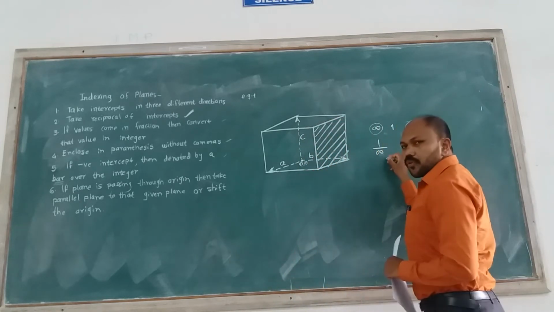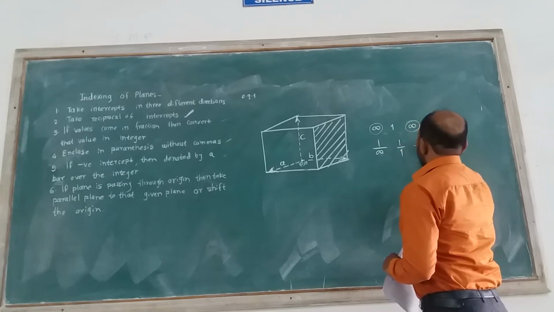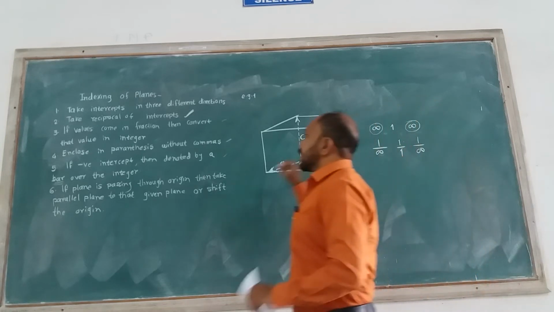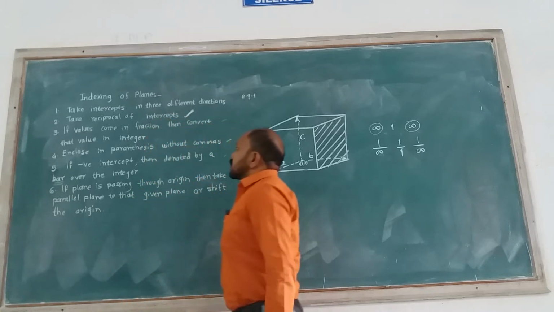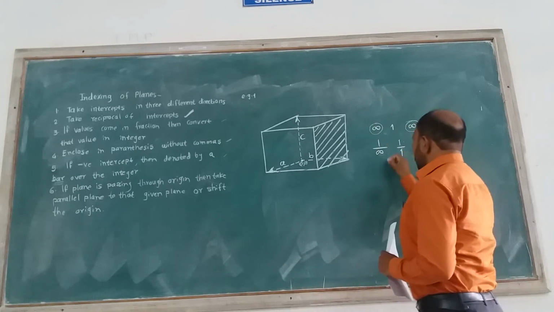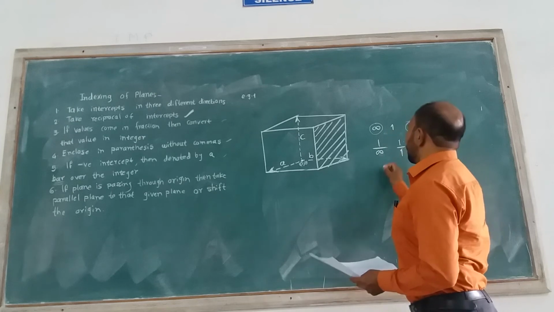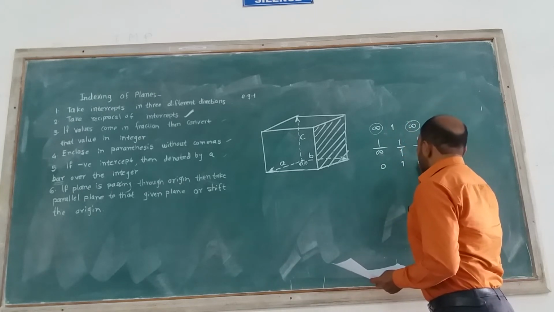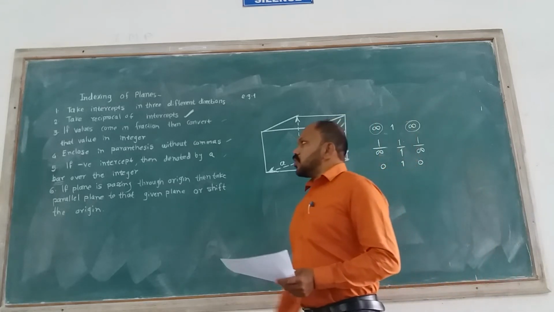So we take the reciprocal. So 1 divided by infinity, 1 divided by 1, and 1 divided by infinity. Okay, so here the second rule is satisfied. Third case: if values come in fraction, then convert that value into integer. Now we find this value. We know that 1 upon infinity becomes 0, 1 upon 1 means 1, 1 upon infinity again 0. So 0, 1, 0. All these values are integer values.